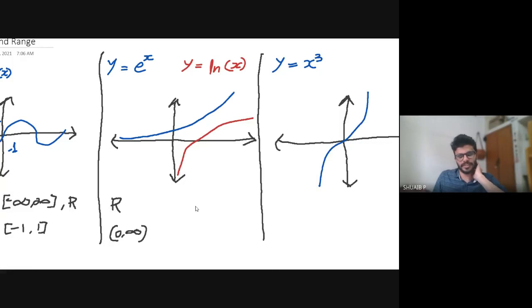So similarly for this natural logarithm function, it would be the reverse of the exponential function. So the domain will be from 0 to infinity, and the range would be from... no, I made a mistake. It's quite possible that I would make some stupid mistakes, so if people find something, just intervene.